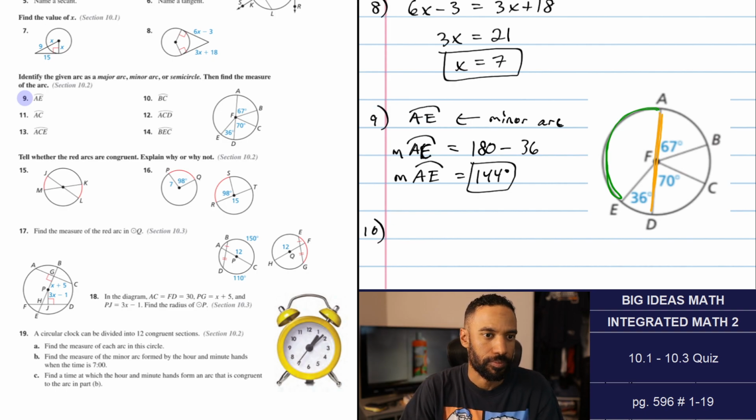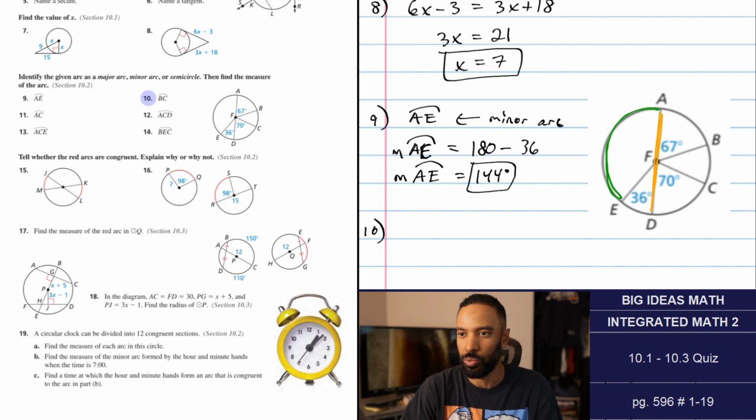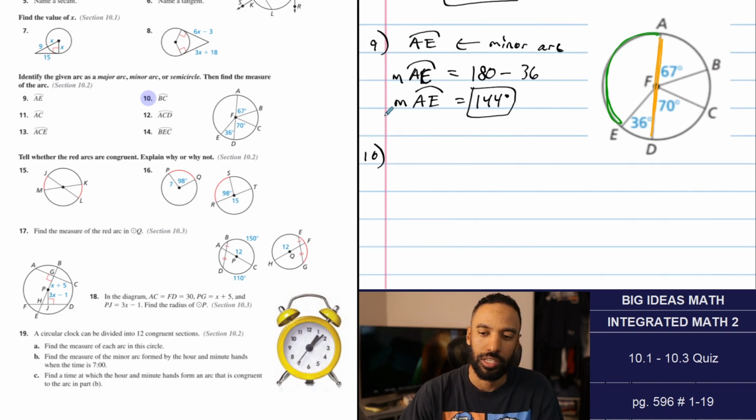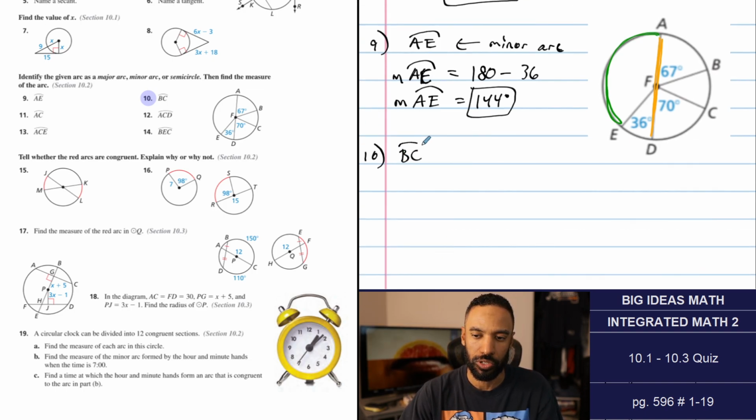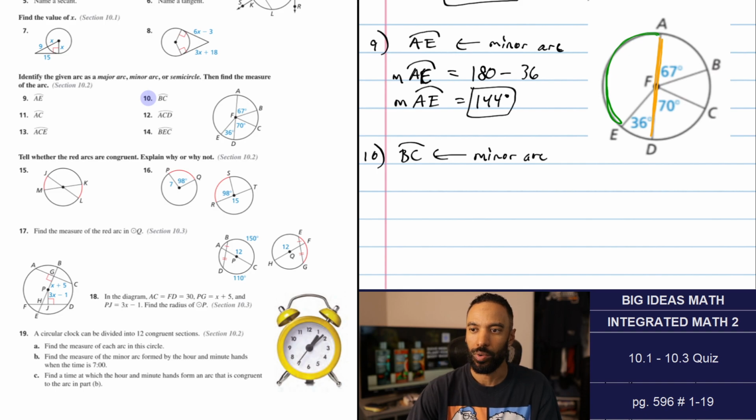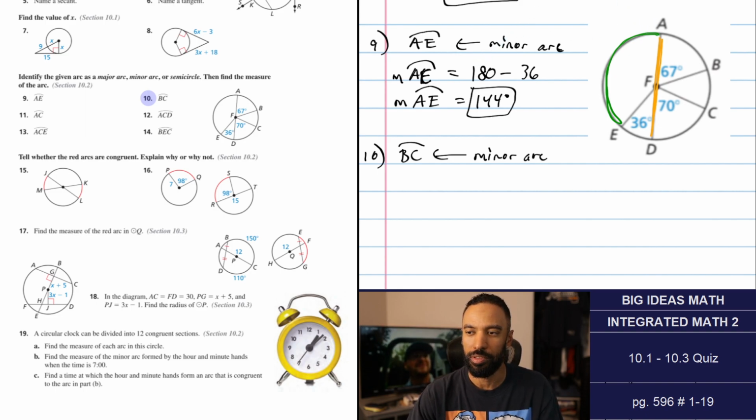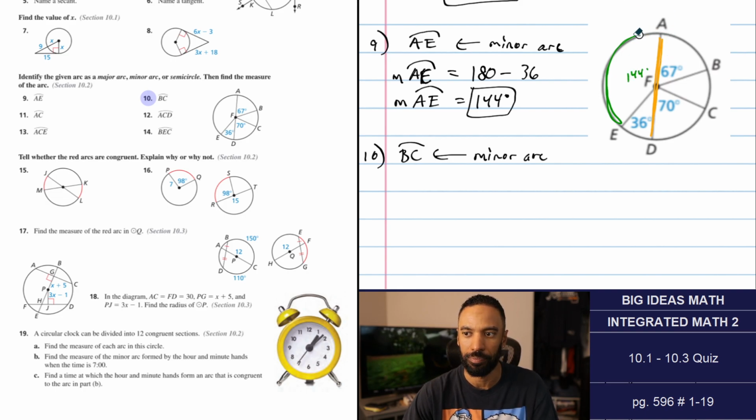Number 10, arc BC, also a minor arc because it is 2 letters long. The semicircles and major arcs are 3 letters long, but arc BC is also a minor arc. This is that one that we didn't know anything about. I'm going to put the 144 here because now we know that value.